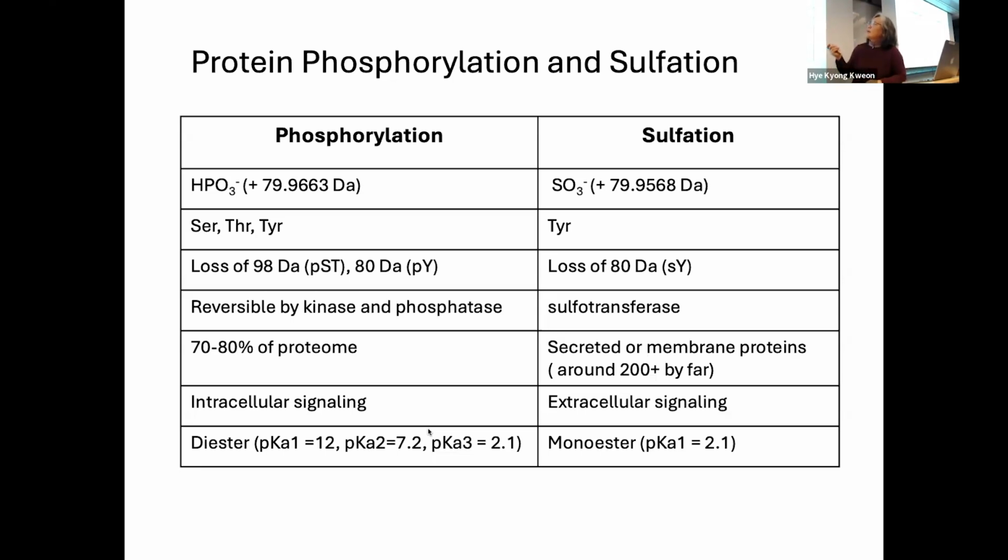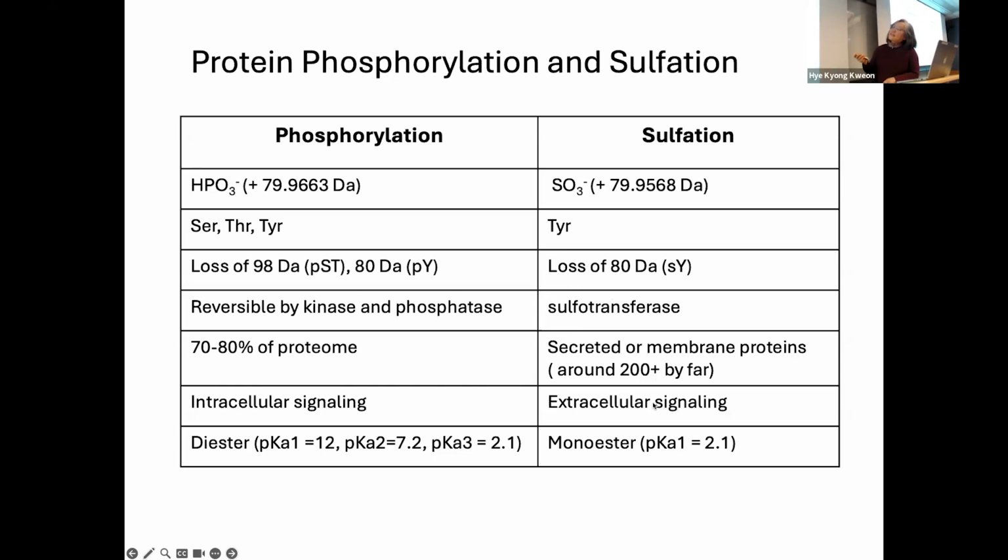But on the other hand, sulfation is done by sulfotransferases, but no sulfatases have been reported in human or higher-order organisms. And only about 200 proteins, as I just showed, are sulfated, secreted and membrane proteins. They have been known to be involved mostly in extracellular signaling.